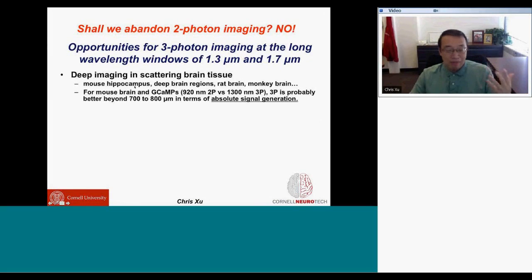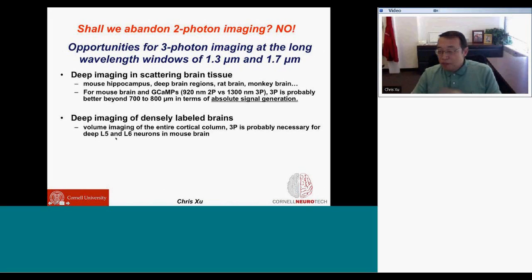Hippocampus, we used as an example to show the capability of this technique. If you move to bigger animals like the rat or the monkey, you certainly want to go deeper. And for mouse brain GCaMP, I think if you go deep enough, 3-photon also wins in terms of absolute signal strength because the decay is less at long wavelength.